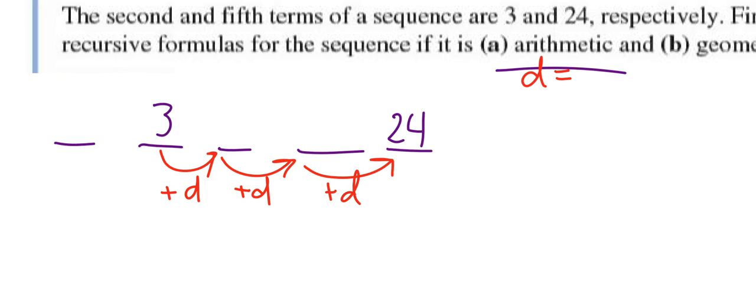So make an equation out of what you see right there. If you don't know how to make an equation, then you should write this down. 3 plus 3d equals what? 24. That's the equation you should have in your notes right now. 3 plus 3d equals 24. Solve it for d.